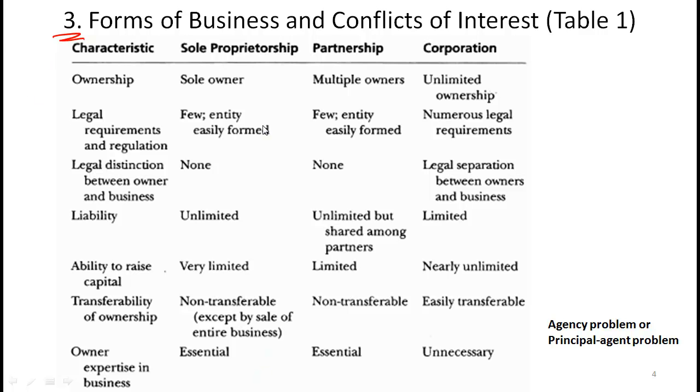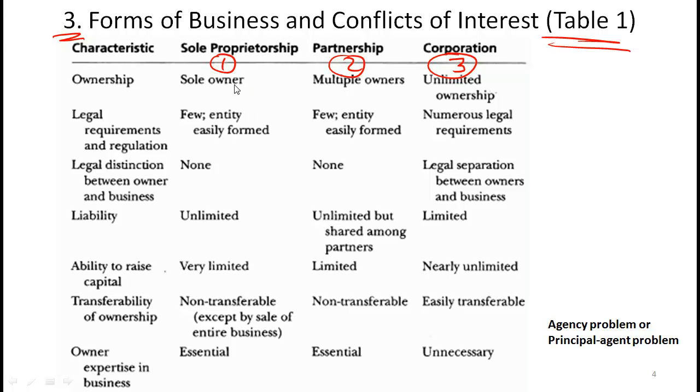Section 3 then is what are the different forms of business. Many of you have probably seen this. There are 3 major forms: sole proprietorship, a partnership and a corporation, and this is simply table 1 from your curriculum. We'll just go through each one very quickly.